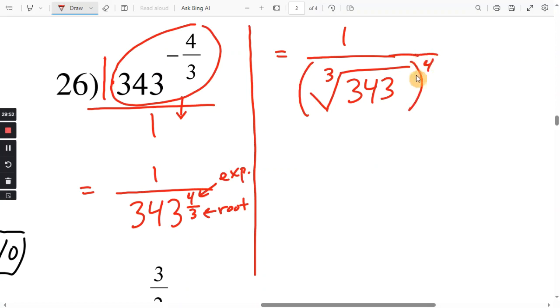All right, so I'll let you finish that. I'll give you a hint. You want to find out what multiplied 3 times will give you 343. Once you get that answer, whatever number you get here, you raise that to the power of 4. And you should have a number at the end with no exponents. But of course, it's going to be a fraction. It's going to be 1 over some number.